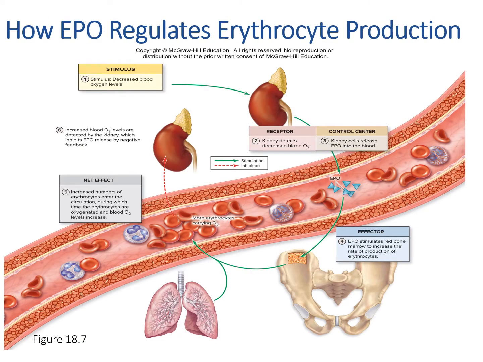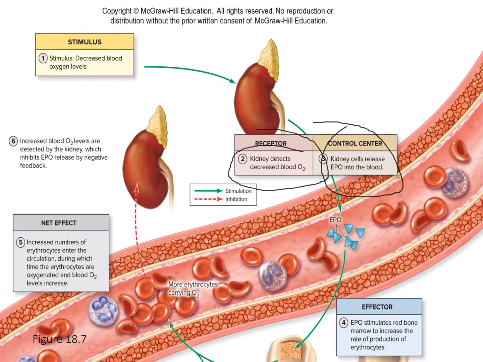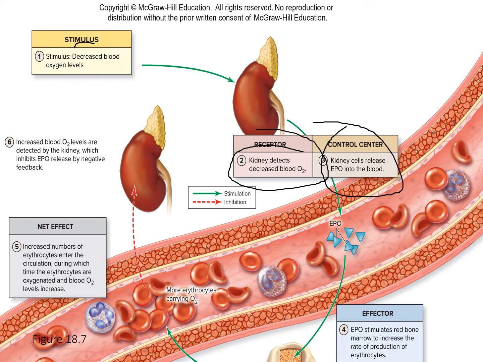How does erythropoietin regulate red blood cell production? Well, it does. Erythropoietin, also called EPO, comes from the kidney and it goes up due to a stimulus. Can you identify the stimulus there? How's your eyesight? Right there. Decreased blood oxygen levels. You see that?